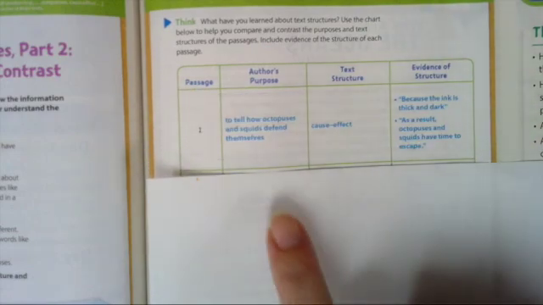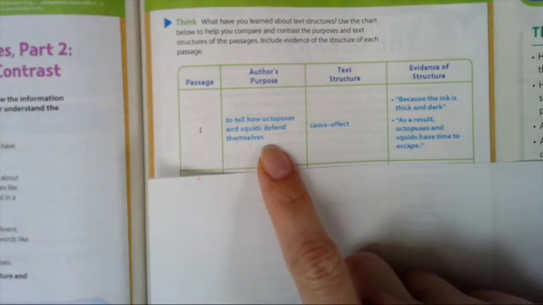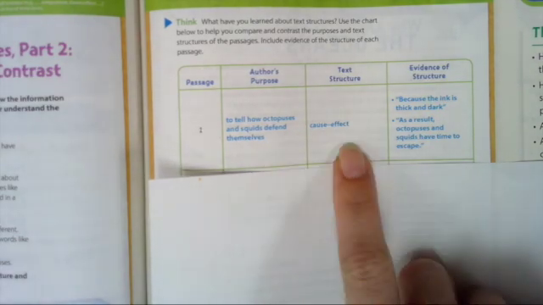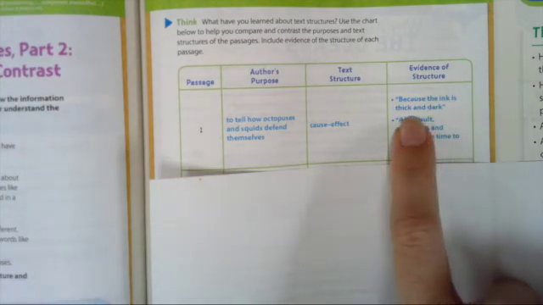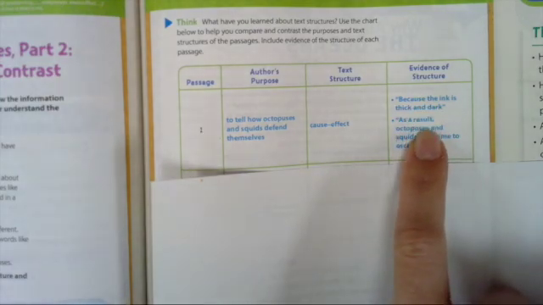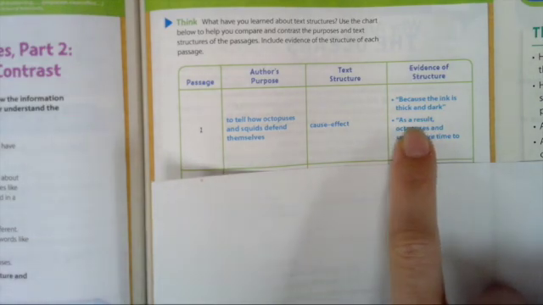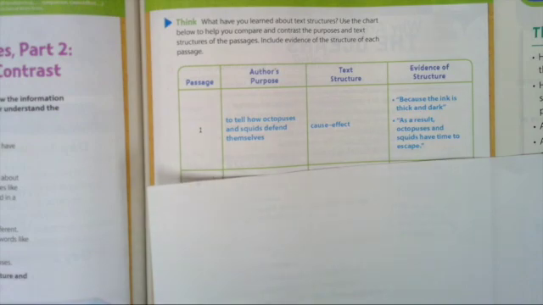So the purpose was to tell how octopuses and squids defend themselves. It was cause and effect. Because was our text evidence, because the ink is thick and dark. Also, I didn't catch this one, but it says as a result in the last sentence. As a result, octopuses and squids have time to escape. So that was our evidence for choosing cause and effect. Moving on to passage 2.